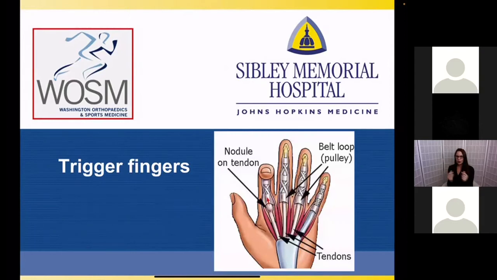So this is what a trigger finger is. You can see the tendons swell and they go through this tunnel and they get stuck and they'll catch and pop. So you'll get a nodule on your tendon. So this is a pulley and you have them all the way out to the tip of the finger. And what happens is that tendon is too swollen to get through that tunnel and you'll feel popping, clicking, and catching.